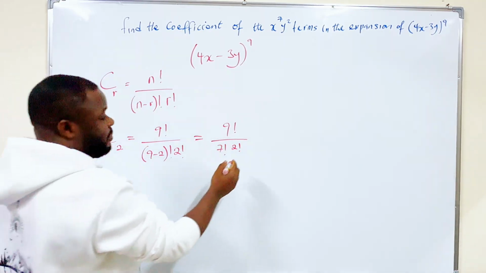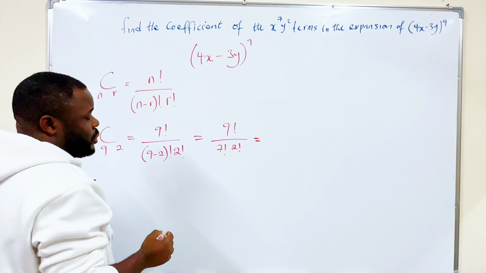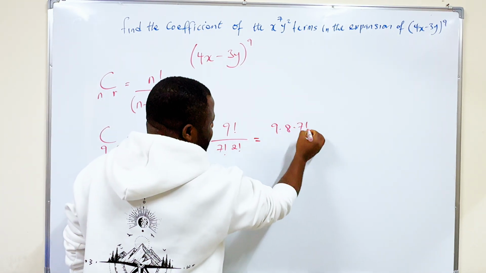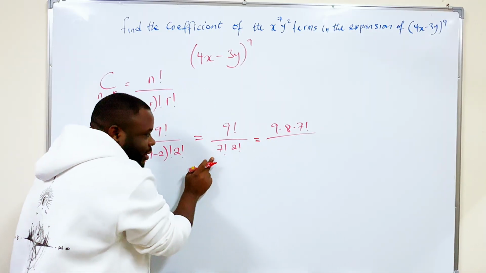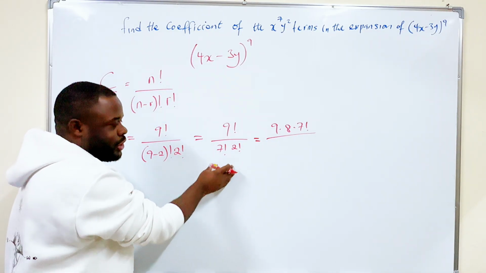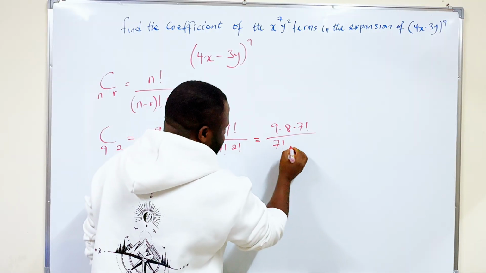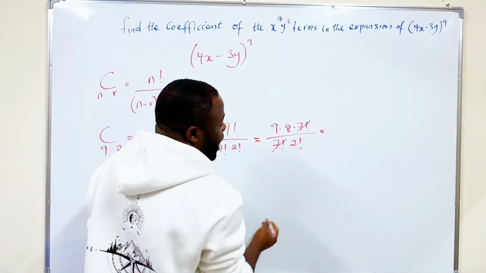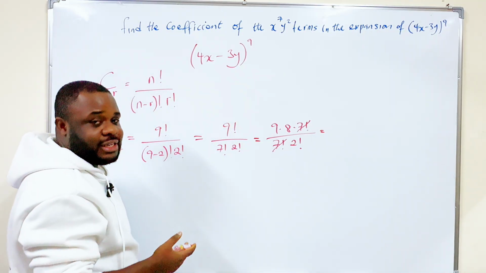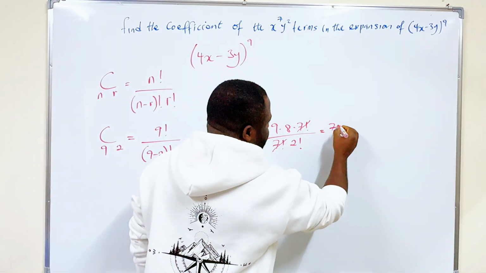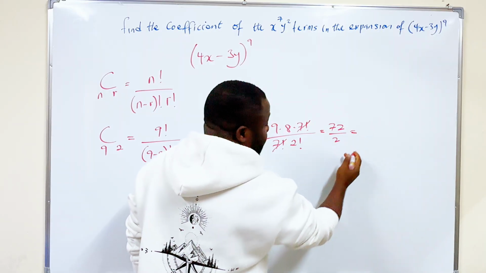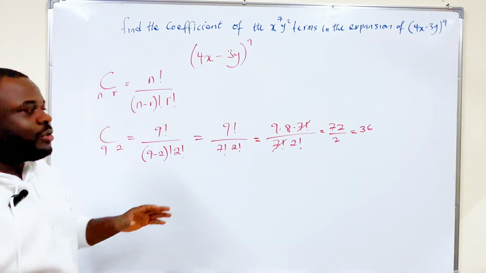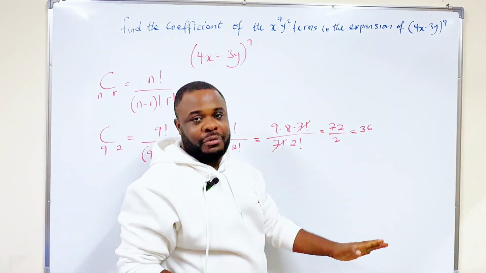Okay, so let's simplify this further. This is going to be 9 multiplied by 8 multiplied by 7 factorial, because 7 is the largest factorial on the denominator. So we have 7 factorial over 2 factorial, and 7 factorial cancels 7 factorial. So we now have 9 times 8 is 72, over 2, and 72 divided by 2 will give you 36. So that is part of the coefficient, but not all.